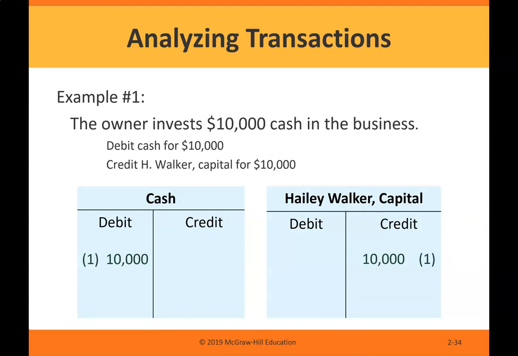The T account shown here is just a version of the ledger account, just with less information. So when I post into the cash account, I take the debit of $10,000, and when I post into the capital account, I take the credit of $10,000.